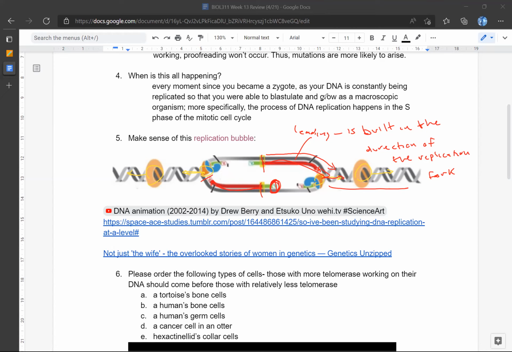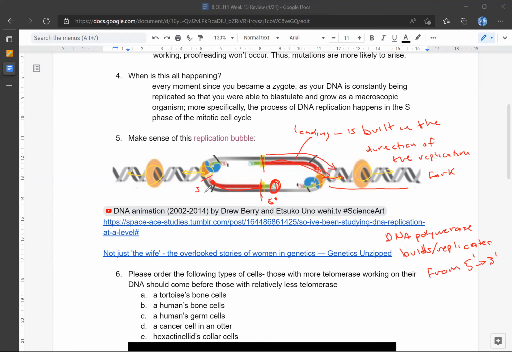What do we know about DNA replication? We know that DNA polymerase builds or replicates from the 5 to the 3 prime end. And because we know this is the origin, obviously it starts at the origin, we know it's built from the 5 to 3, and it's built from the origin, the 5 prime, to the 3 prime.